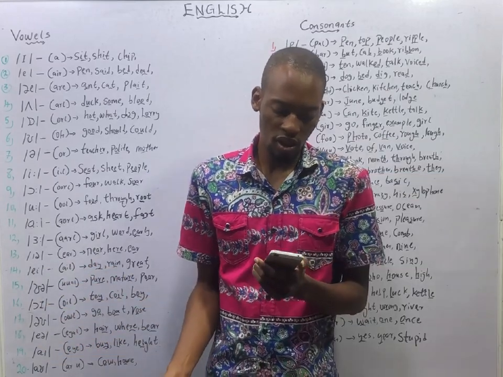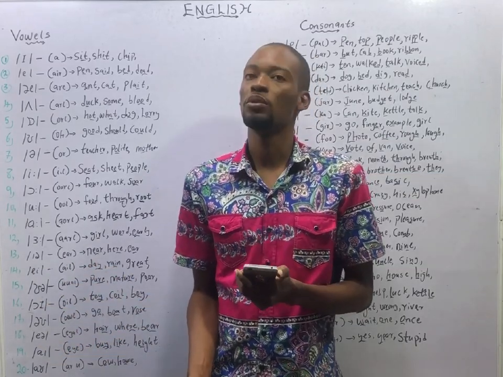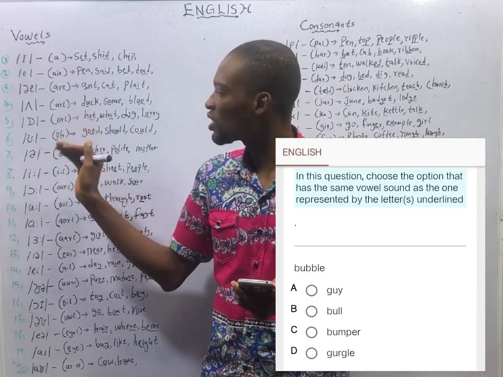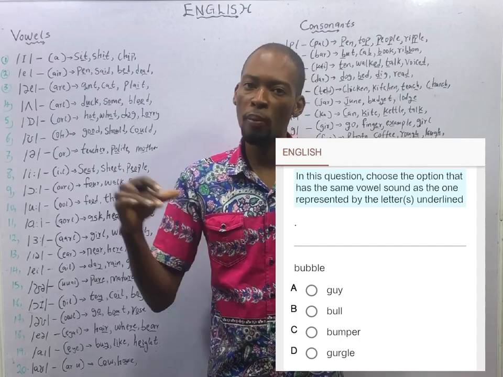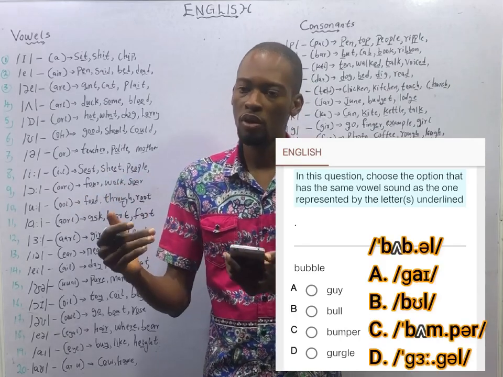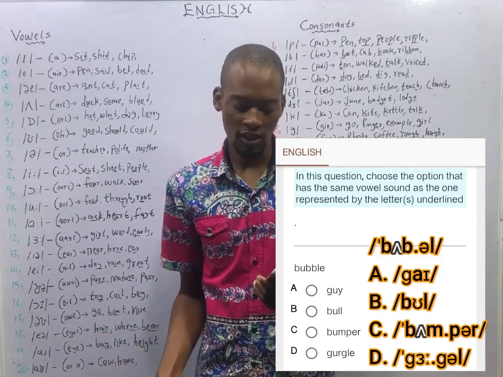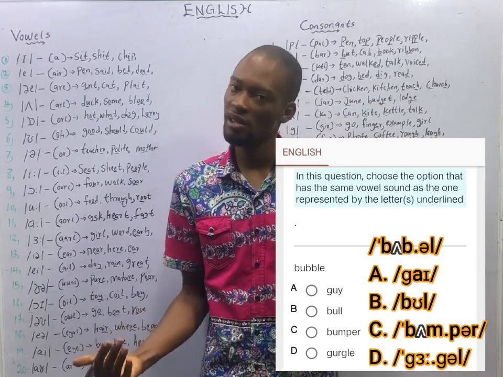Then looking forward, we have babble. That is the R sound, not the O sound. It is not bubble, it is babble, because when you transcribe, you see the R sound in each of the words. You can see the transcription that I am giving below.